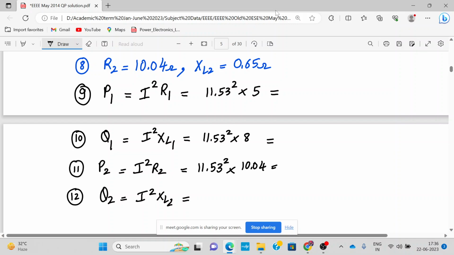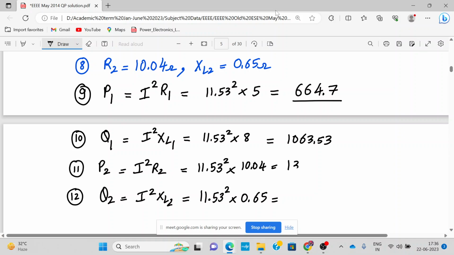And finally XL2, just now we have calculated it to be 11.53 square into 0.65. So these are all the answers. 664.7, this is 1063.53, this will be 1334.73, and this will be 86.412. Please cross check if you get these answers.